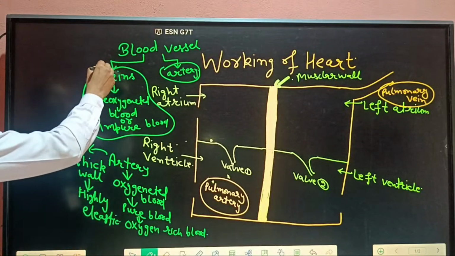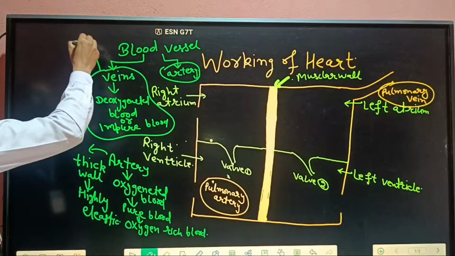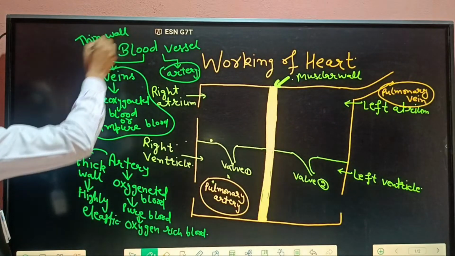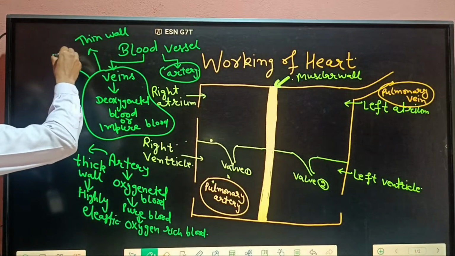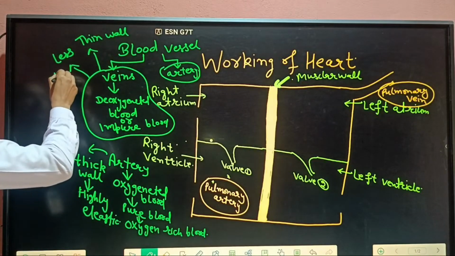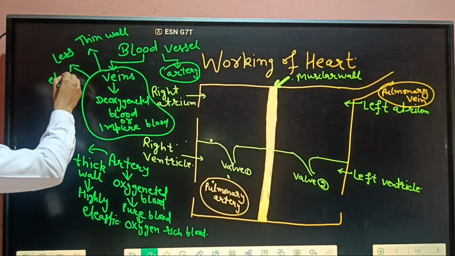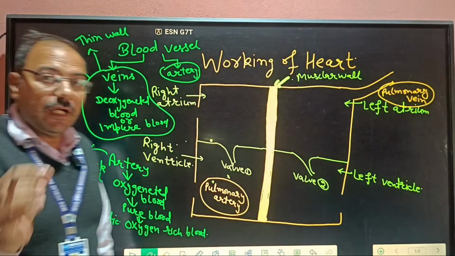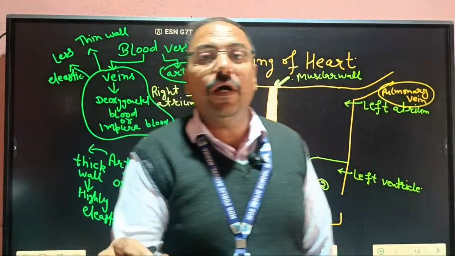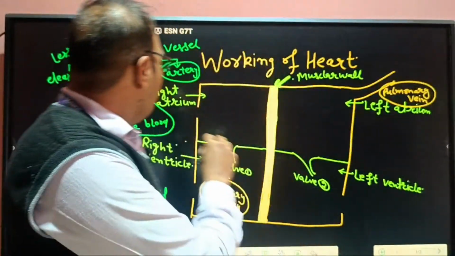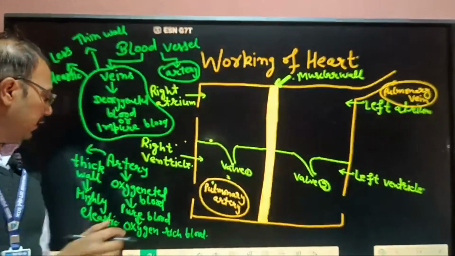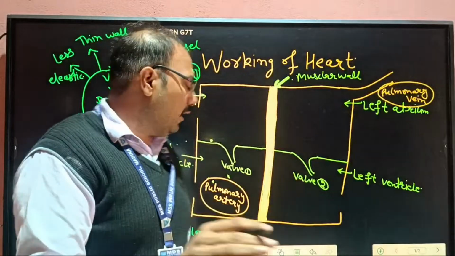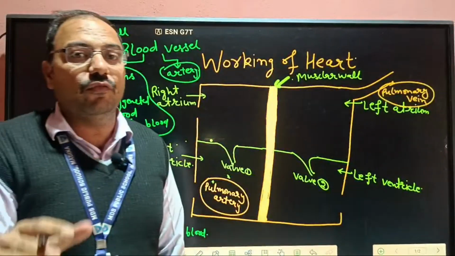At second, veins are thin-walled and less elastic. Because in arteries blood flows with high pressure, that is why arteries have thick walls and are highly elastic when pressure is exerted by the blood. So they survive under the effect of pressure.